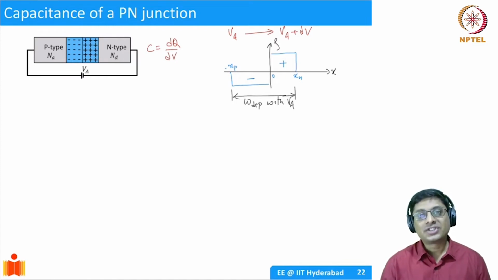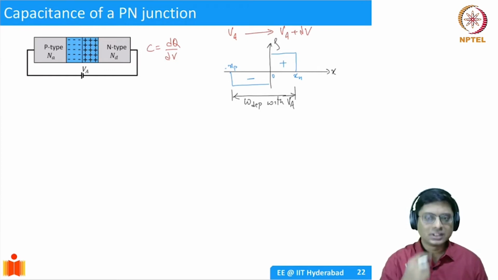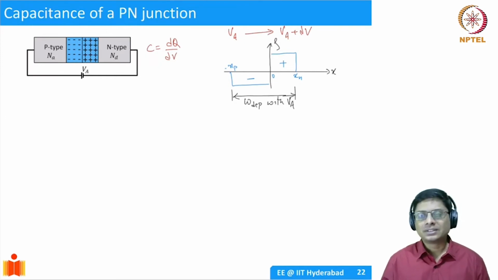Now I'll change my voltage. I'll make it VA plus delta V. What do you expect? Let's say it's increasing. Okay, we understand that we are applying reverse bias, so we are having a larger reverse bias. So what do we expect? We know that the depletion width increases. Why should it increase? Well, essentially the external terminals are going to draw the carriers out, because of which the space charge has to increase, right?